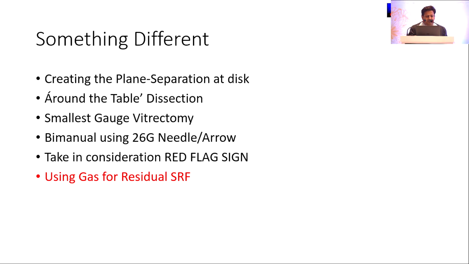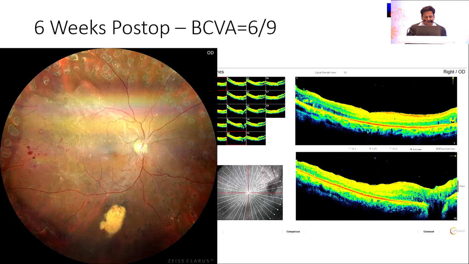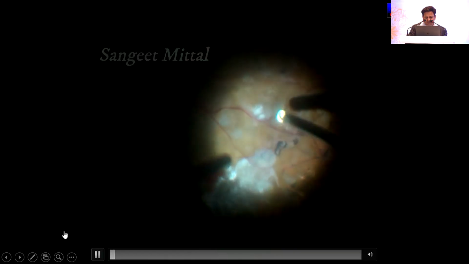Another question I've many times been asked is, what if you have done your TRDs and you didn't create a break and still there's a lot of fluid, will you drain it, or will you leave it like that? So I generally don't drain it. I use gas to flatten the retina in those cases, just like you do it for your submacular hemorrhages.